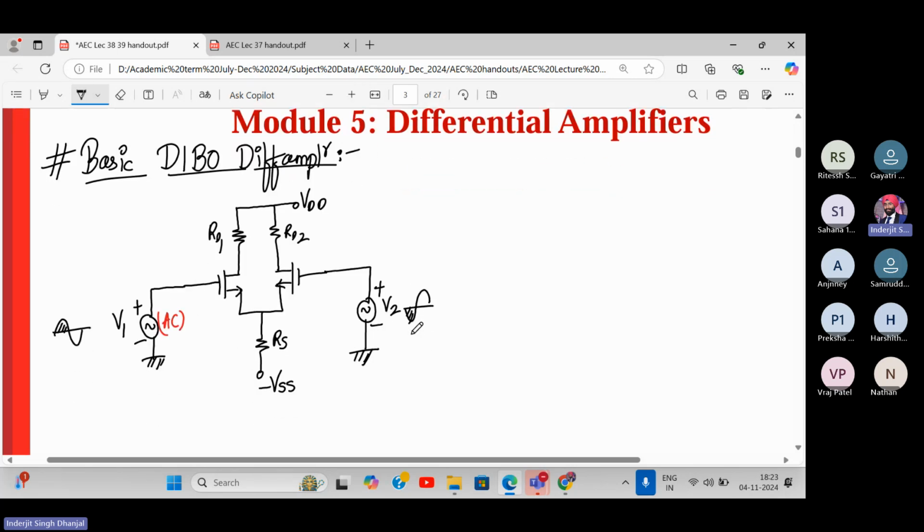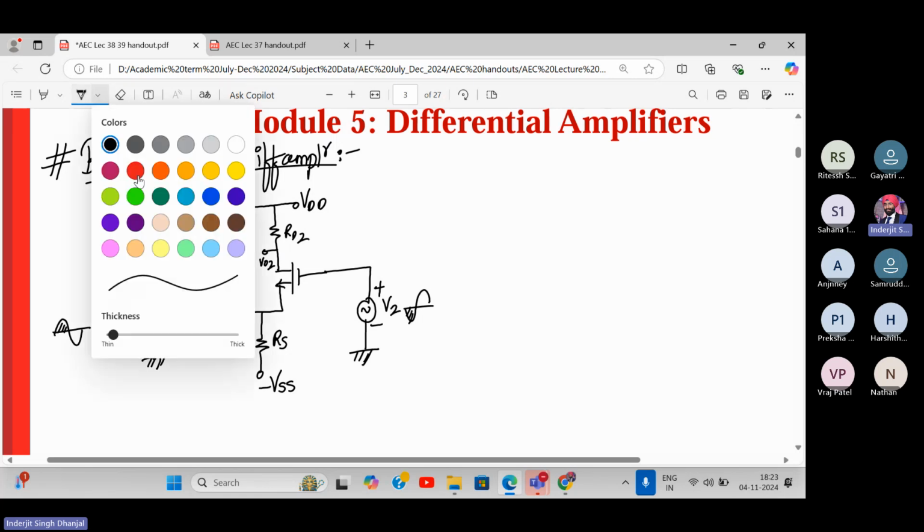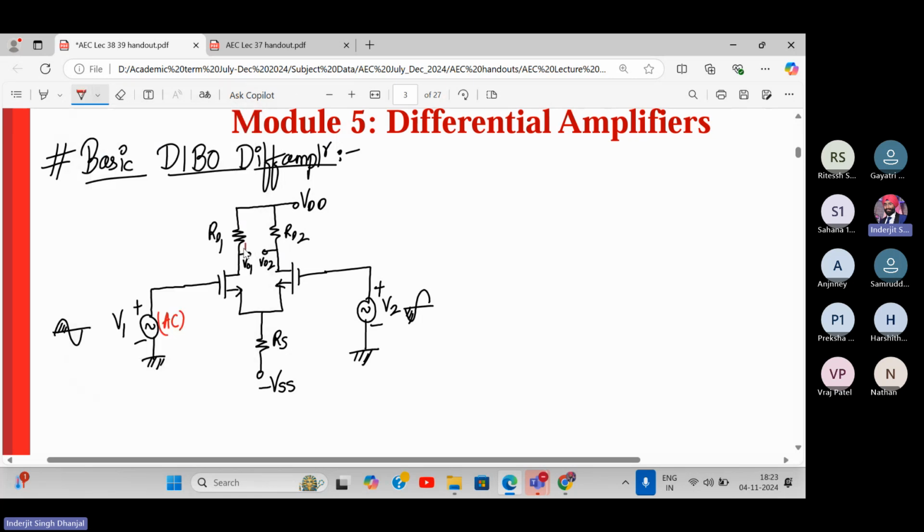And where do we take the outputs? Outputs are taken across these terminals. This is VO1, this is VO2, and the difference between them, plus minus, is Vout.